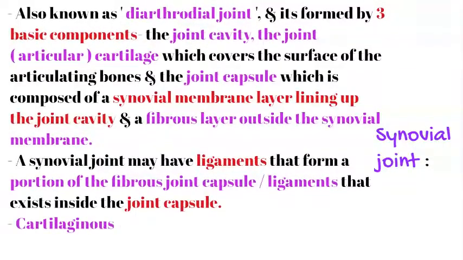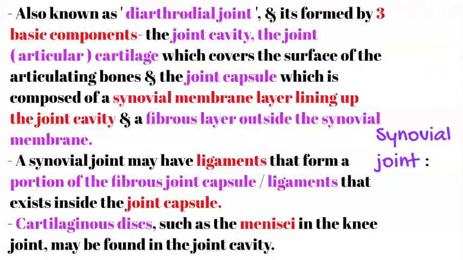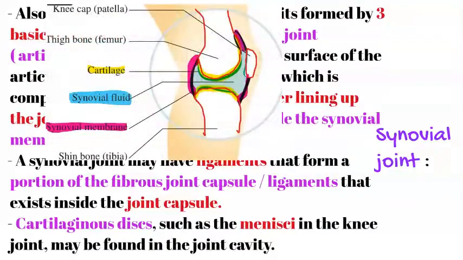A synovial joint may have ligaments that form a portion of the fibrous joint capsule, or ligaments that exist inside the joint capsule. Cartilaginous discs, such as menisci in the knee joint, may be found in the joint cavity. This picture shows the knee joint, which is covered by synovial membrane, with synovial fluid and cartilage inside.